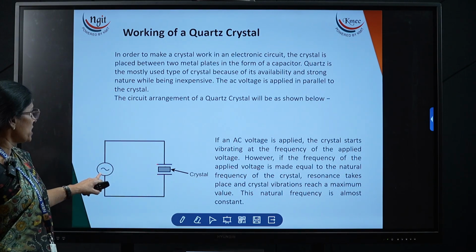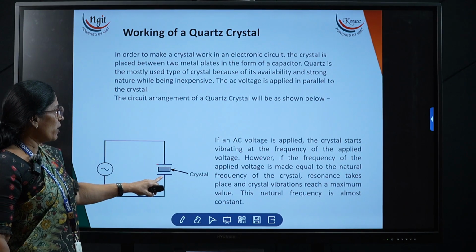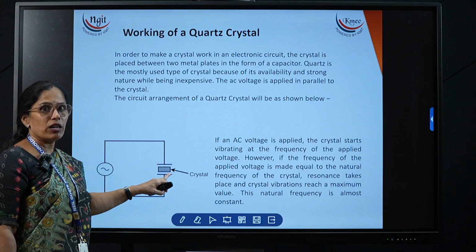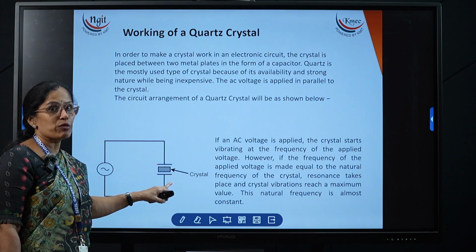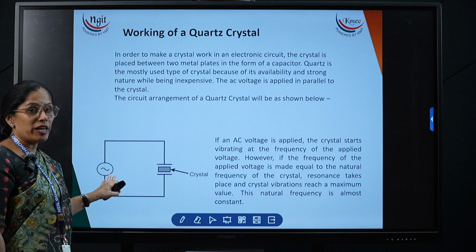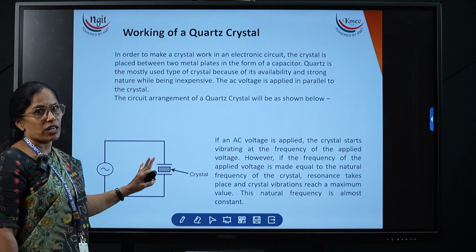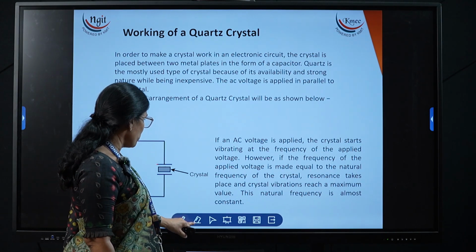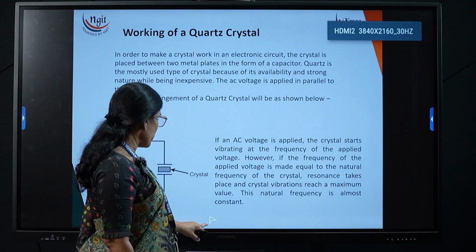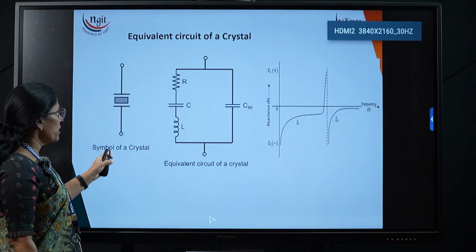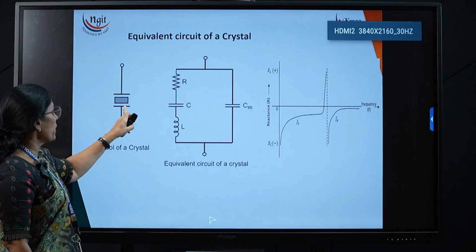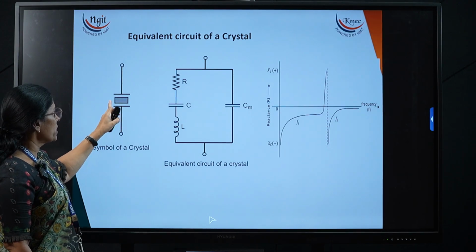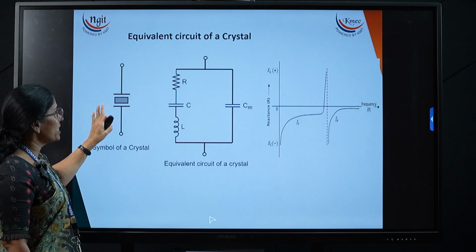When we apply an AC sine wave, it will vibrate, and whatever the naturally designed frequency of the crystal is, if it matches the applied AC frequency, then resonance occurs. Now this is about the crystal oscillator. We will see the symbol and equivalent diagram for the crystal. This is the crystal symbol we just discussed. If any piezoelectric material, such as quartz, is placed between two metal plates, then this is called the crystal.